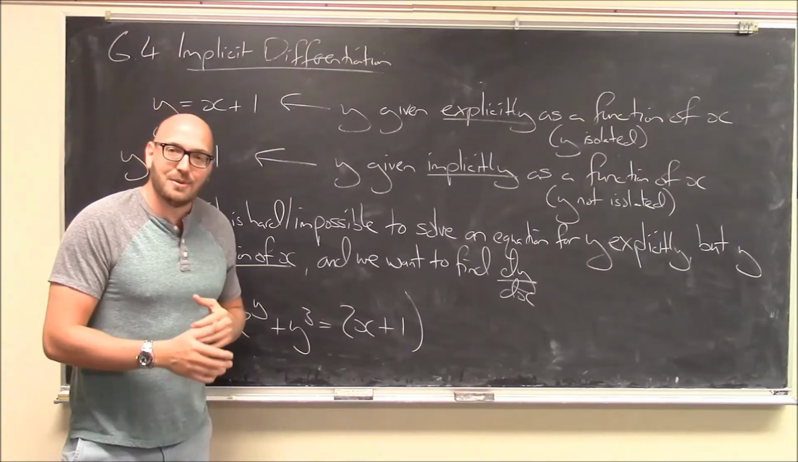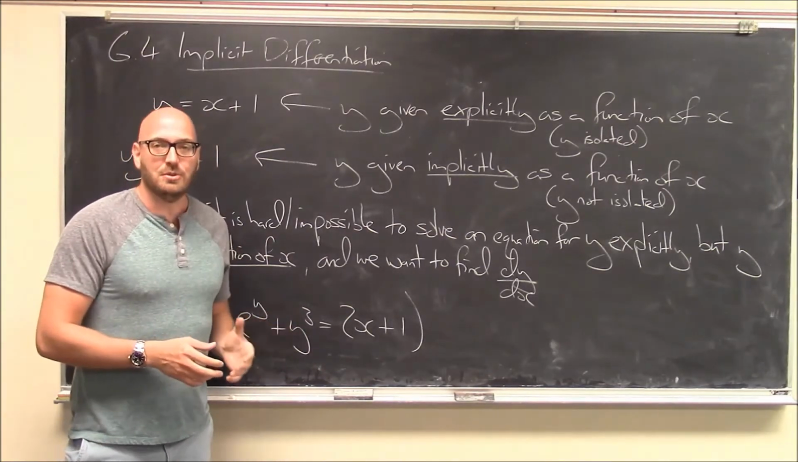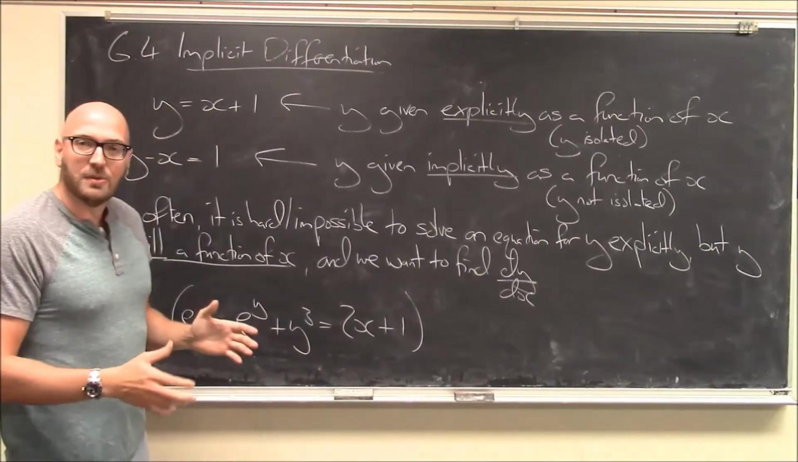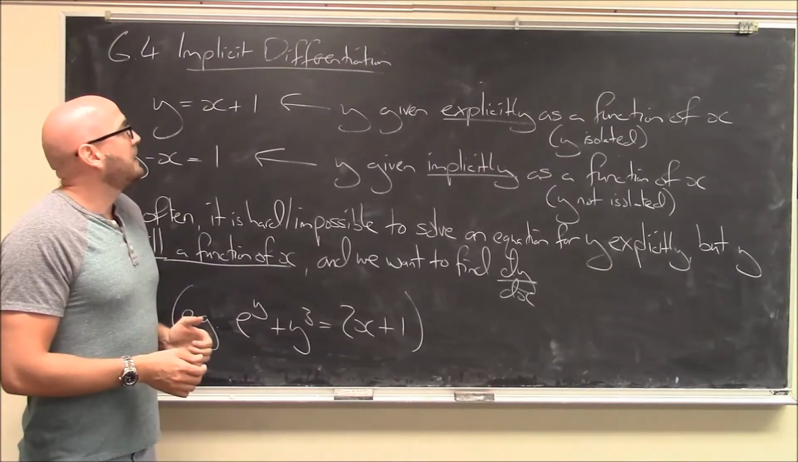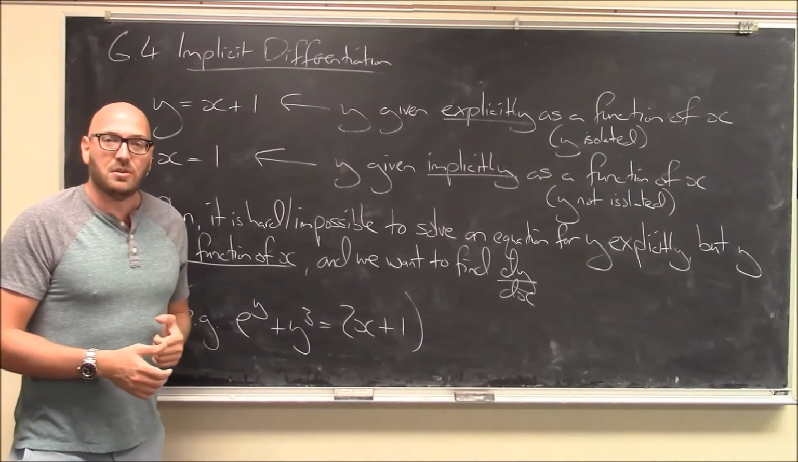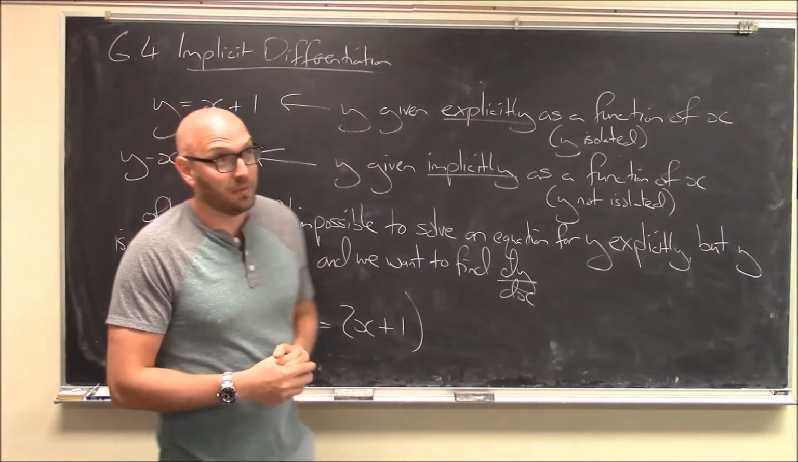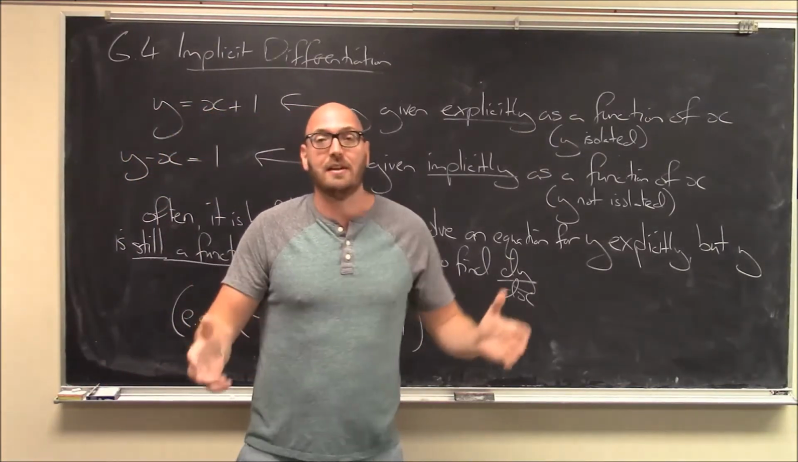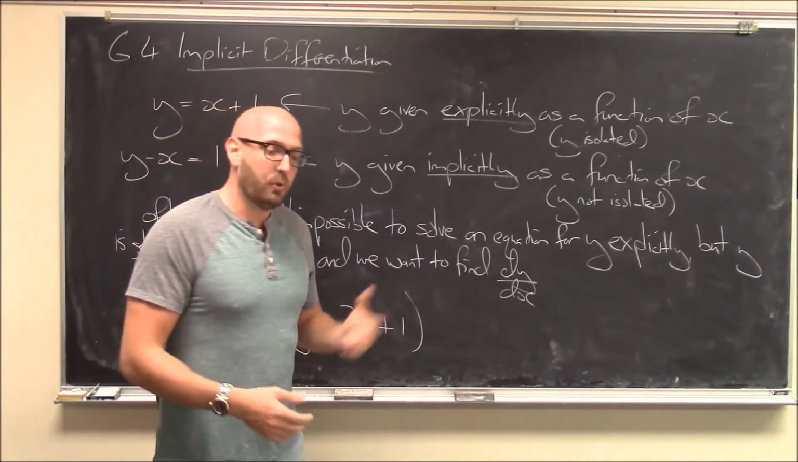There are still some types of expressions I could give you that you wouldn't be able to differentiate, at least the types that we'll see in this class. And that is when a function y of x is given implicitly. So what do I mean by that?